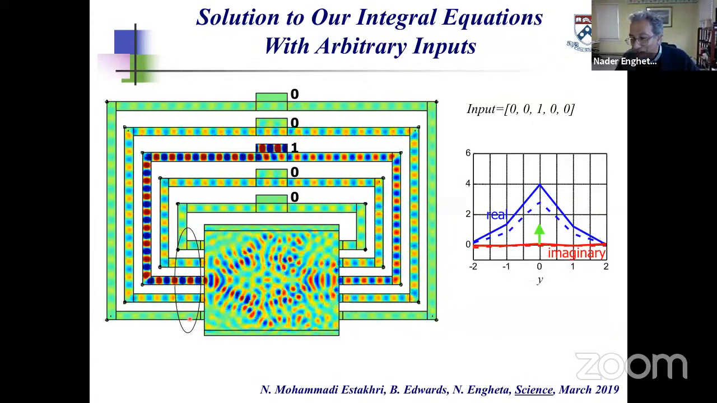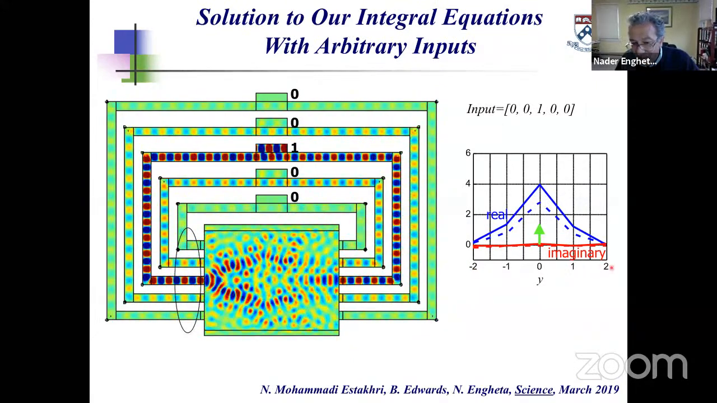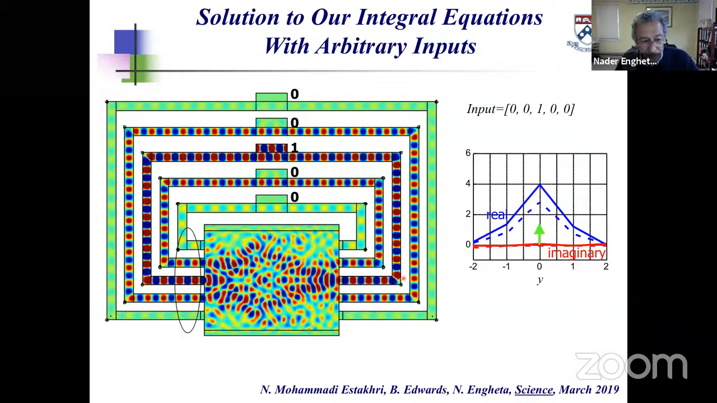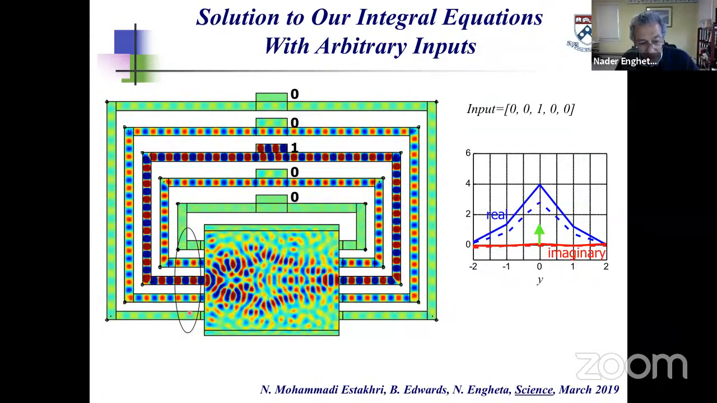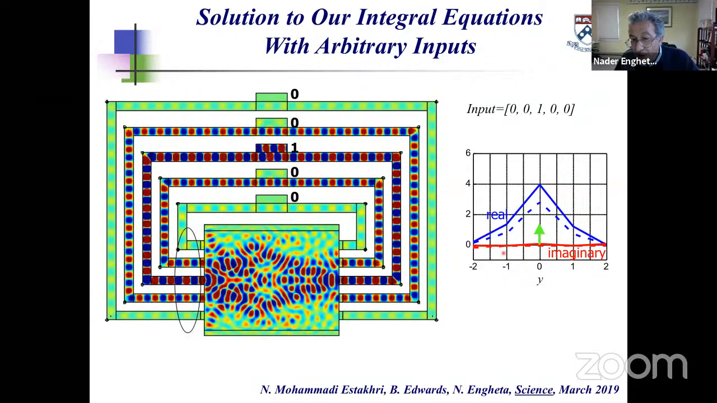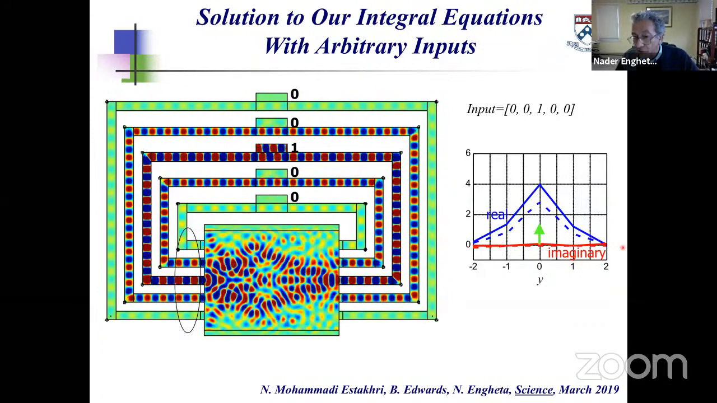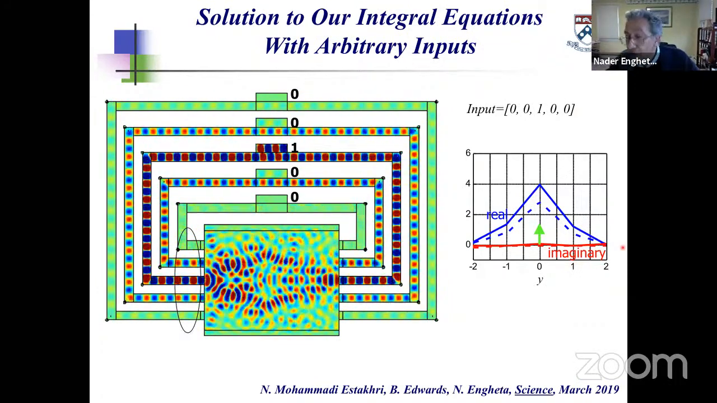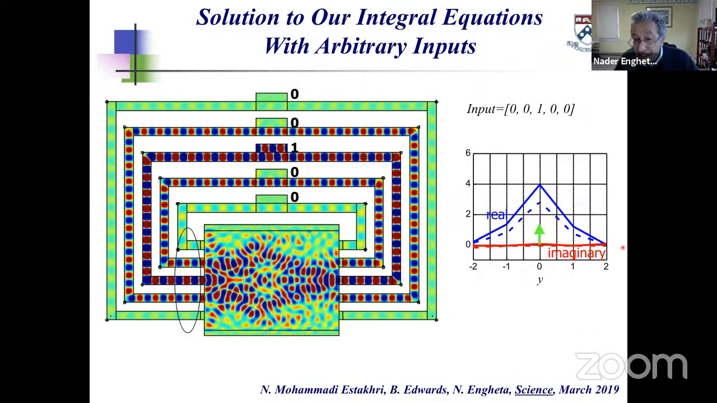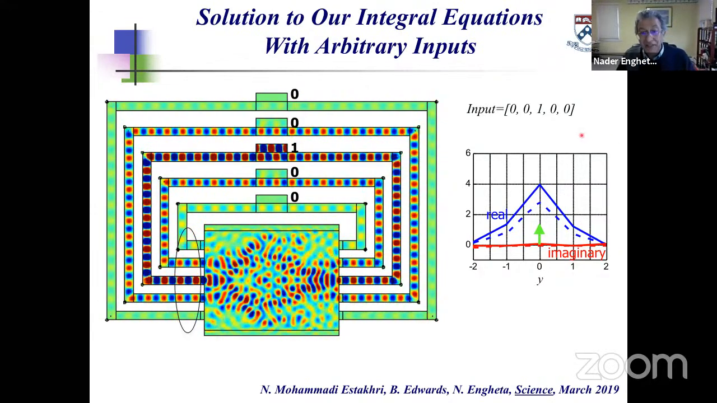Here is the comparison that we have. The horizontal axis is the name of the waveguides: waveguide number -2, -1, 0, 1, and 2. The solid line shows the real and imaginary part of the output that mathematically we should get from that integral equation, and the dashed one is the result of our simulation when you excite it like this. So this was encouraging.